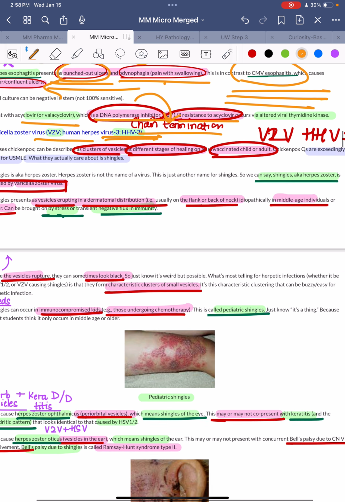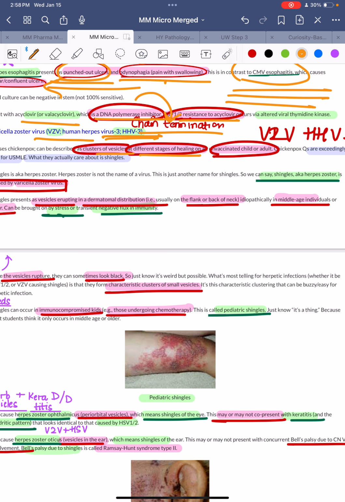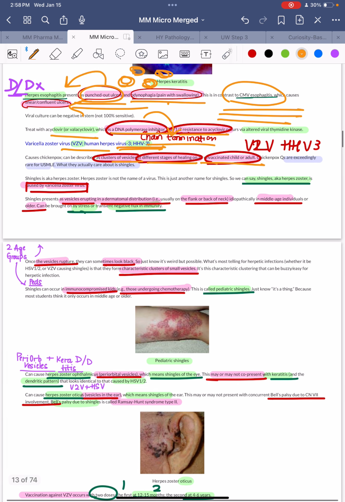And how will the vignette present? Clusters of vesicles at different stages of healing in an unvaccinated child or adult. Suppose he was an immigrant and he just came to the US and now he has clusters of vesicles at different stages of healing. Then the diagnosis would be VZV, HHV3, and chickenpox. And then there can also be another sort of infection in which the vesicles erupt in a dermatomal distribution either on the flank or the back of the neck in a middle-aged individual or someone who is older. And it's possible that the patient had some sort of stress or a negative flux in the immunity or was immunocompromised, developed an HIV infection. So then the diagnosis would be shingles, that is again caused by VZV or HHV3.